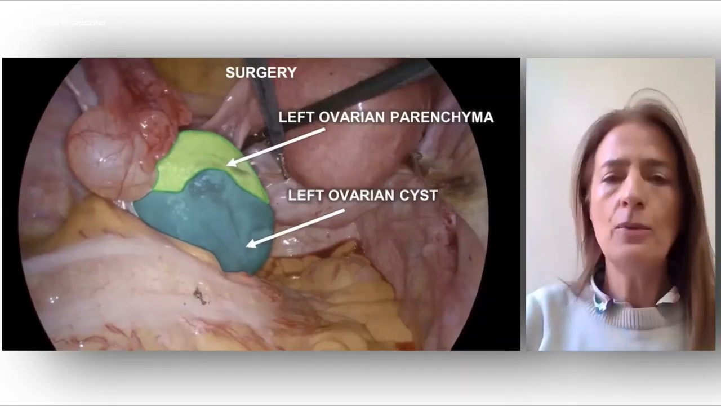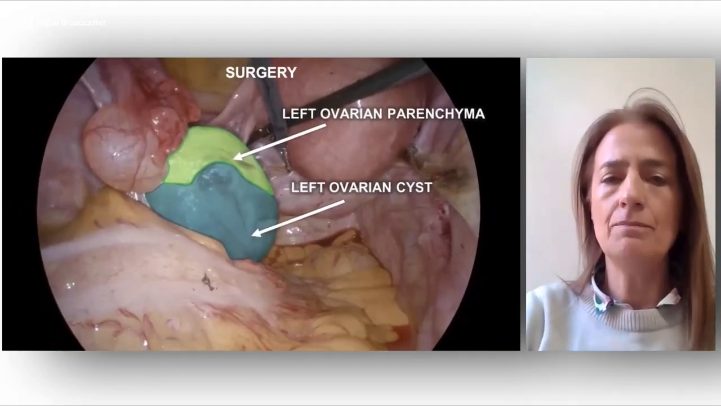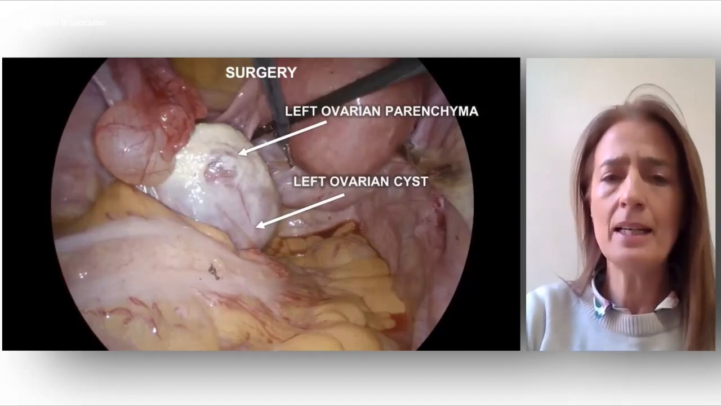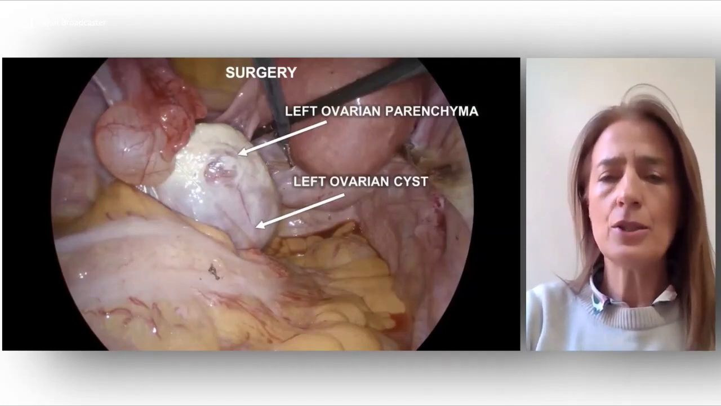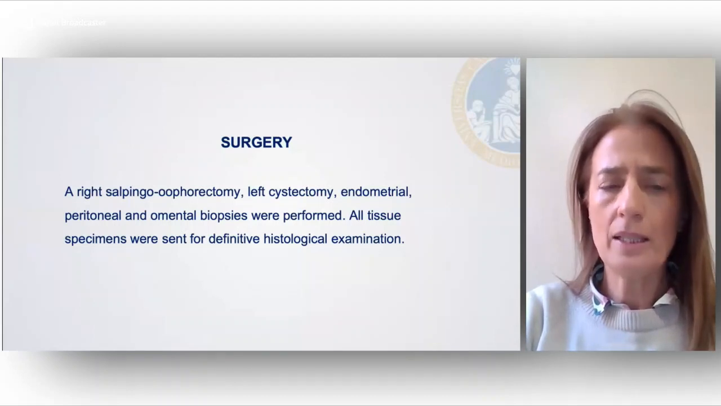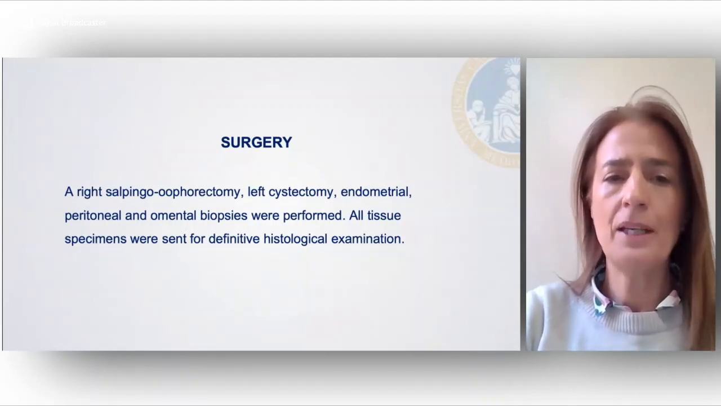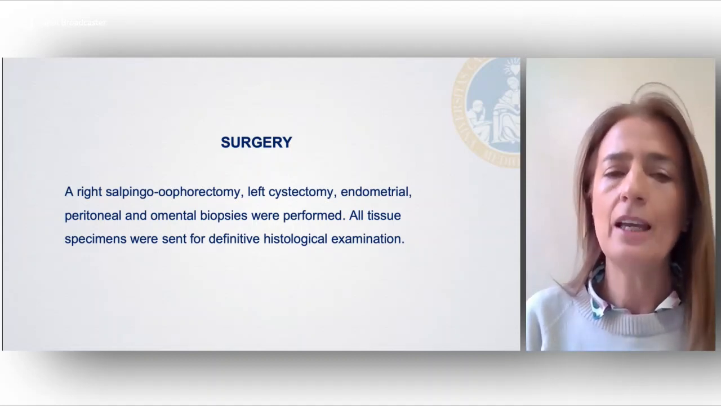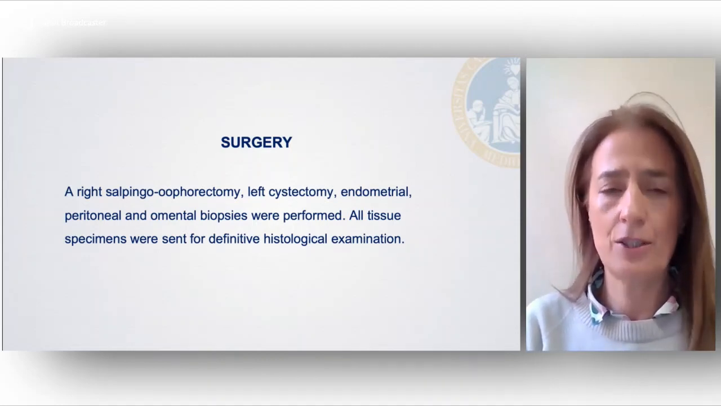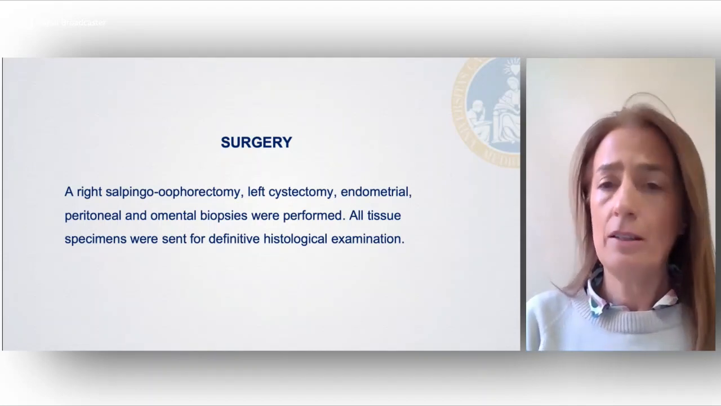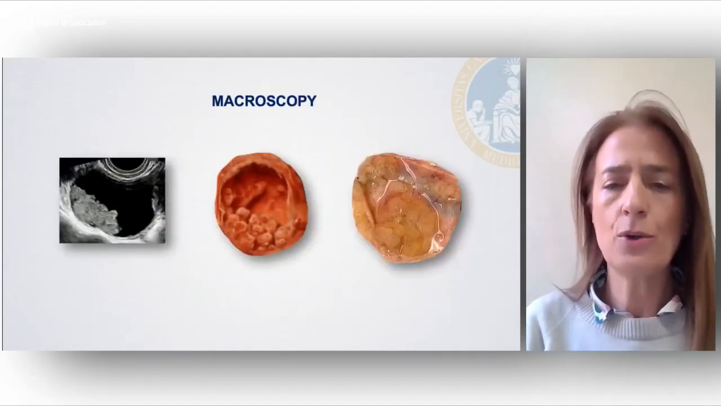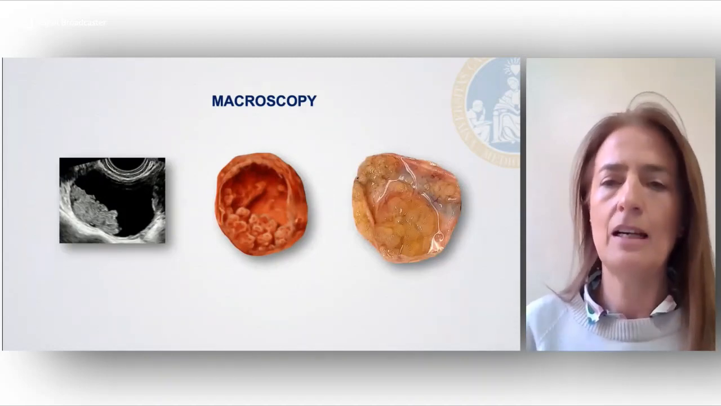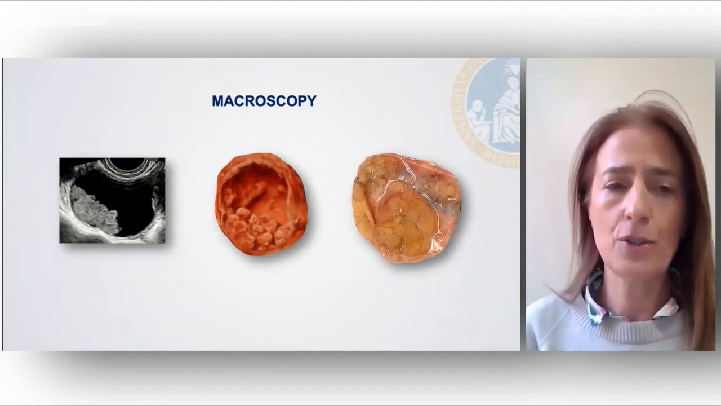Okay, so here we can see the left lesion with normal ovarian parenchyma. This patient underwent a right salpingo-oophorectomy and left cystectomy, in other words, a fertility-sparing surgery. After, let's look at the final histology so we can compare the image, the 3D, and the real aspect of the internal surgery.